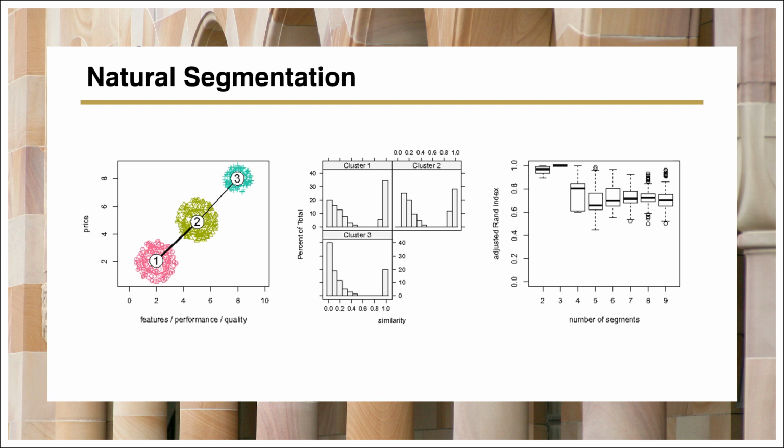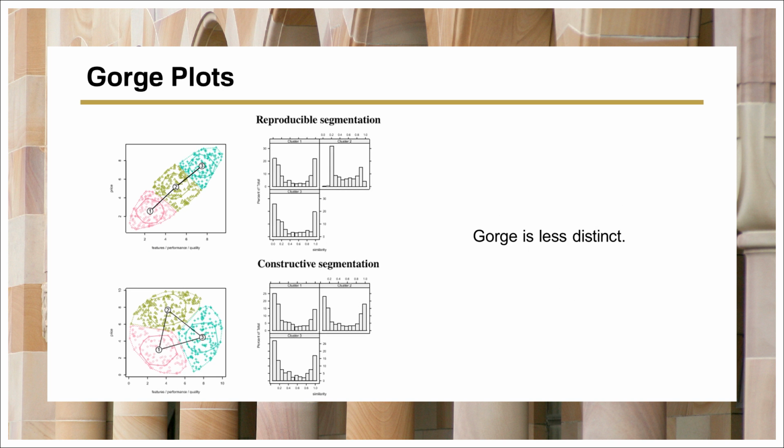For the natural clustering case with 3 clearly separated segments, the Gorge plot shows a close to perfect gorge, pointing to the fact that most consumers are close to their segment representative and far away from the representatives of other market segments. The gorge is much less distinct for the reproducible and the constructive clustering cases, where many consumers sit in the middle of the plot, indicating that they are neither very close to their segment representative nor very far away from the segment representatives of other clusters.